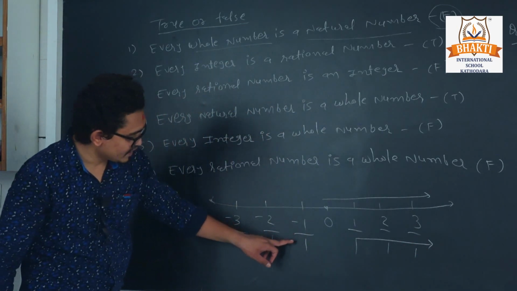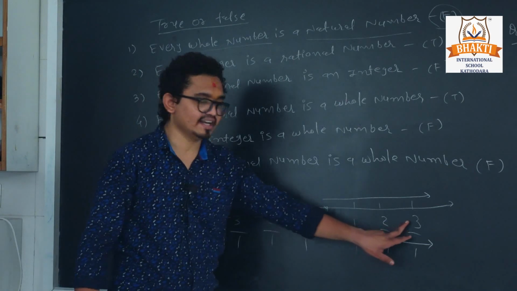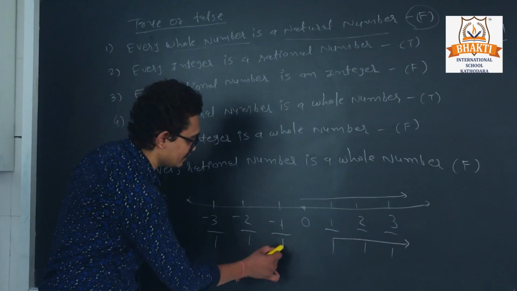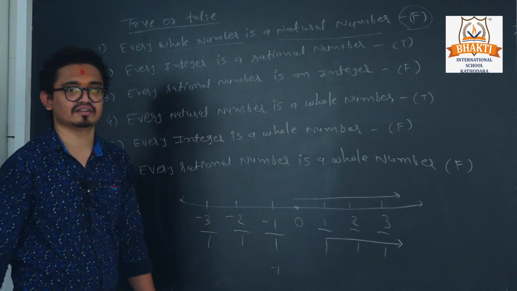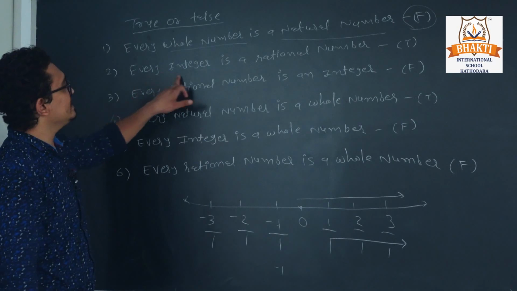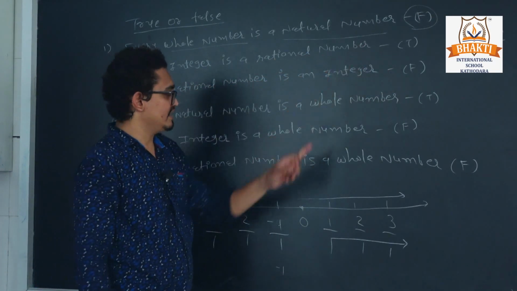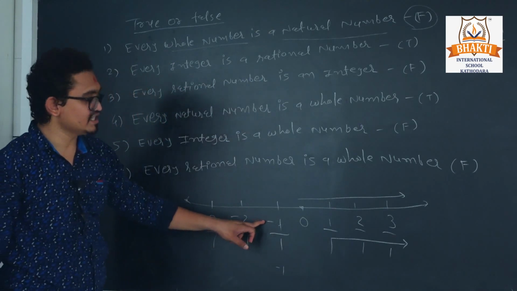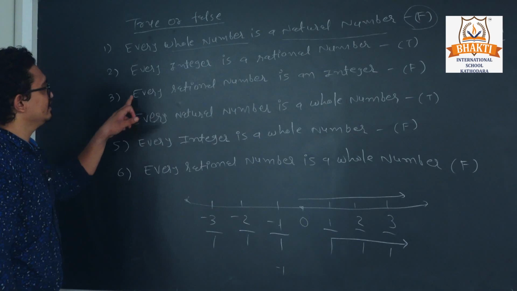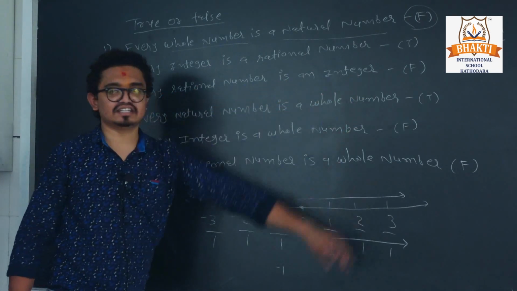So it is in p upon q form. It is also in p upon q form. So all these numbers we can write in p upon q form, because the answer will remain the same: -1 upon -1, the answer will be -1, but it is in the form of p upon q. So second, every integer is a rational number. It is true, because we can convert all integers into rational numbers. Now third, every rational number is an integer.